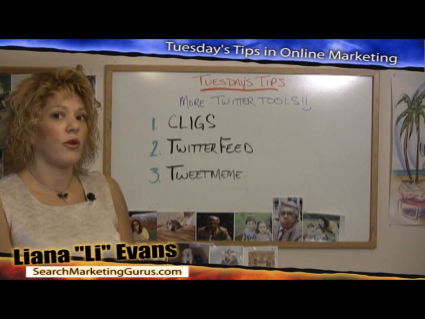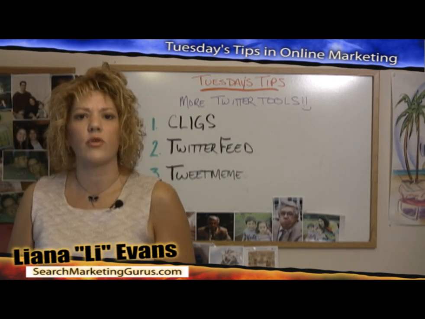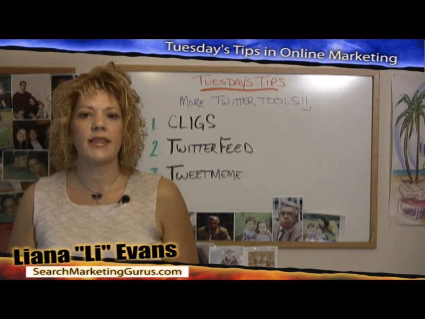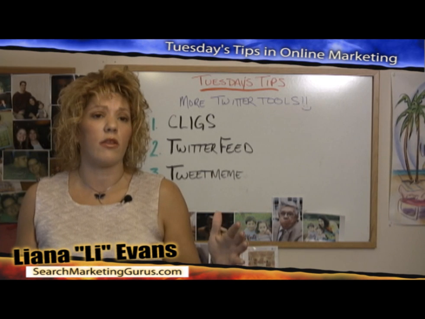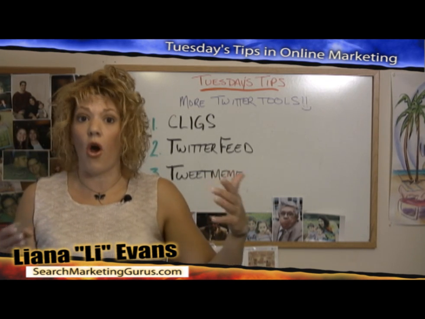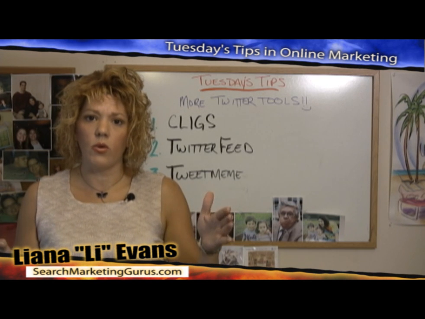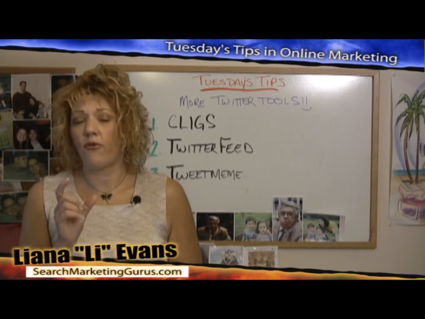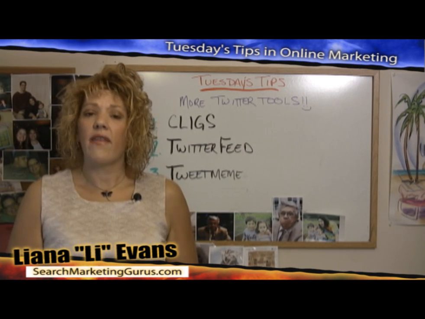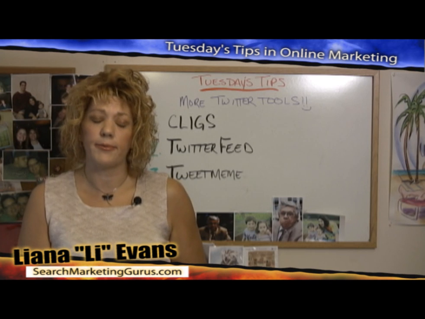First is the URL shortener, and that's cli.gs. That's www.cli.gs. And what cli.gs is, again, a URL shortener. So if you have a really long URL that's more than 140 characters, or it almost is 140 characters, you can put that URL into cli.gs. It will shorten it down to maybe about 15 to 20 characters. And then you have more room to put some information in with your tweet along with that link.